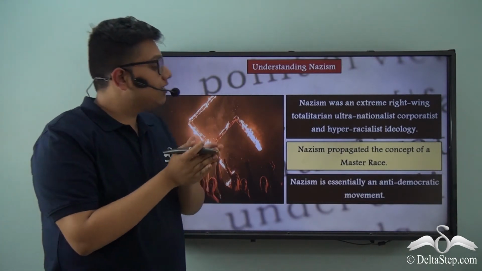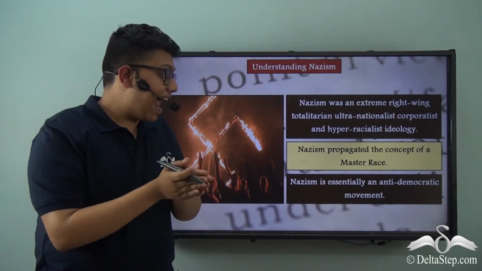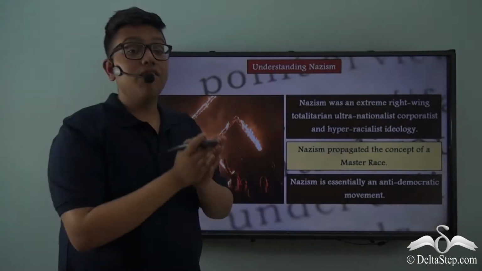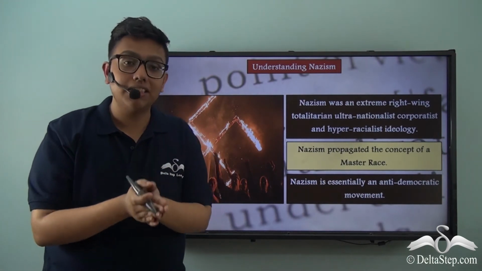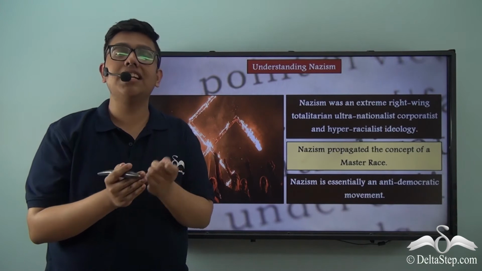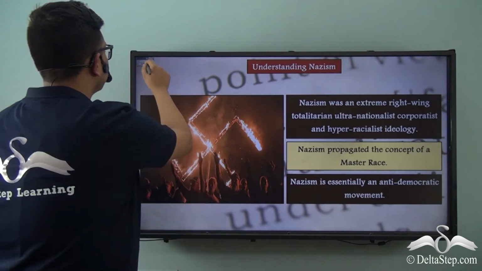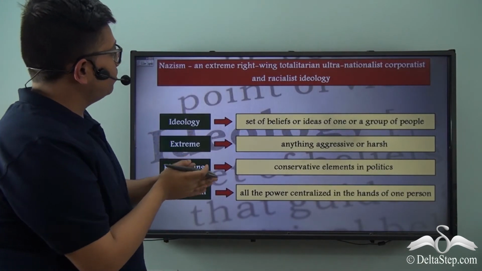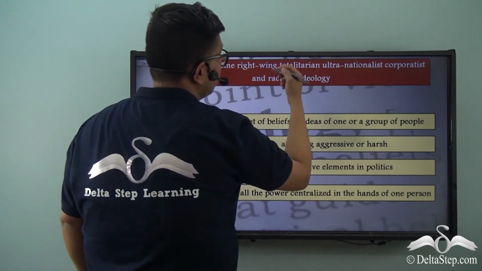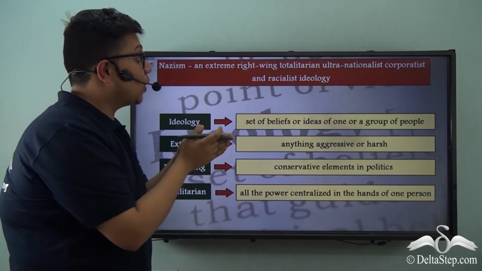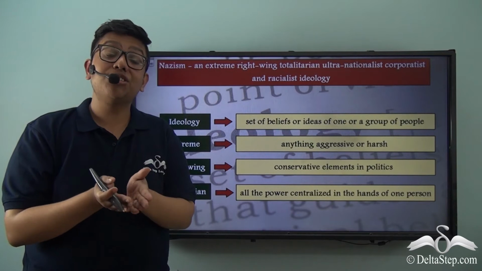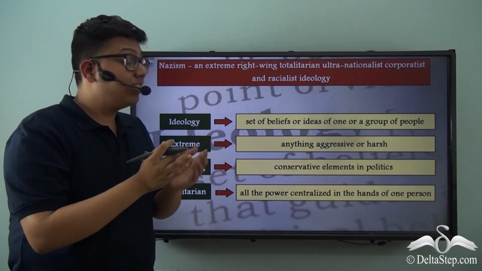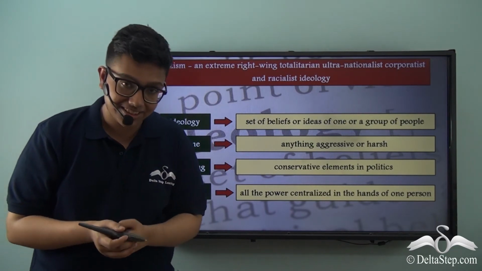Politically speaking, Nazism was essentially an anti-democratic movement, which we have understood as the concepts of totalitarian and extreme right-wing politics happens to be against the core tenets of democracy. Now that we've understood that Nazism is an extreme right-wing, totalitarian, ultranationalist, corporatist and racialist ideology, it is important for us to quickly review what these terms mean as well, so that we can associate the meaning of these words with the ideology itself in the subsequent lessons.